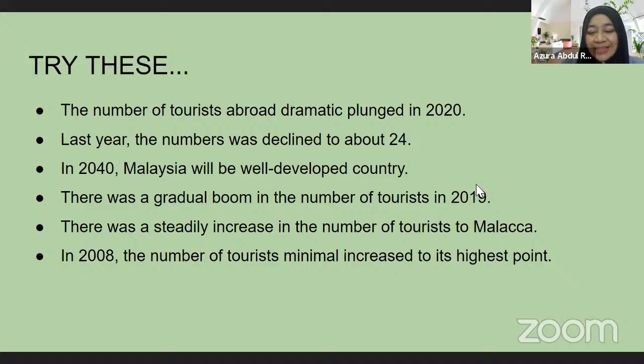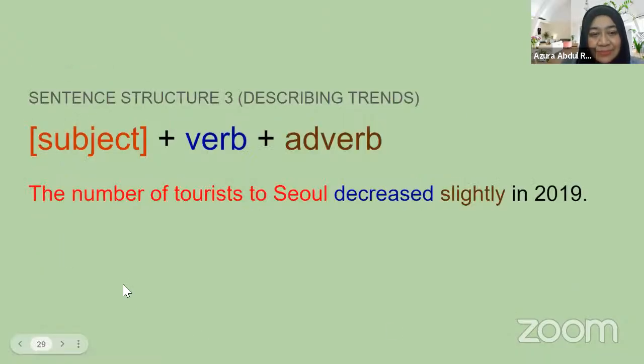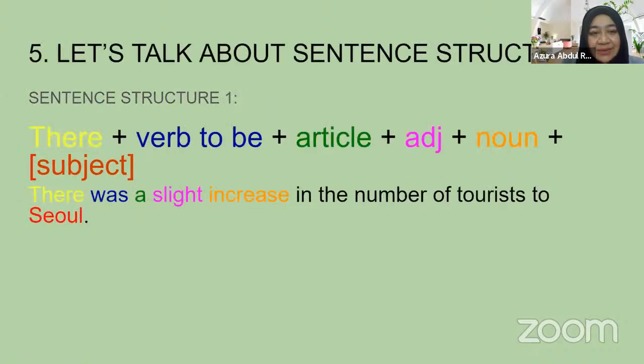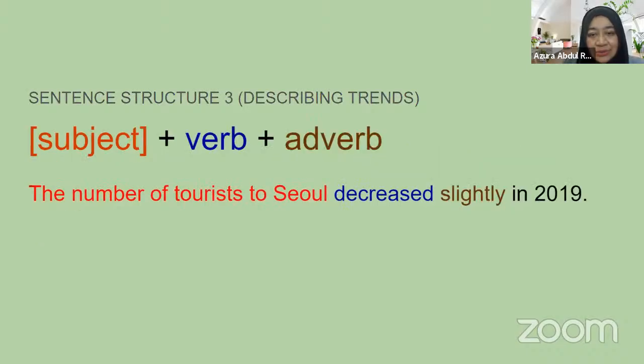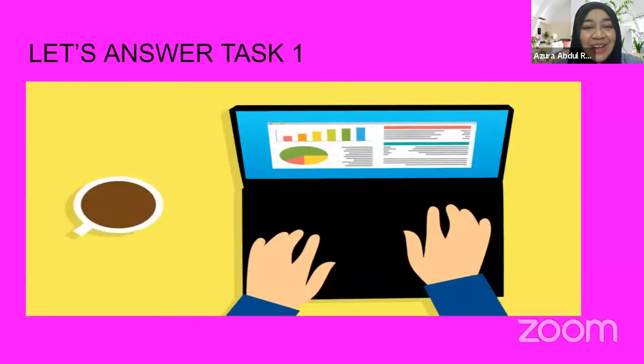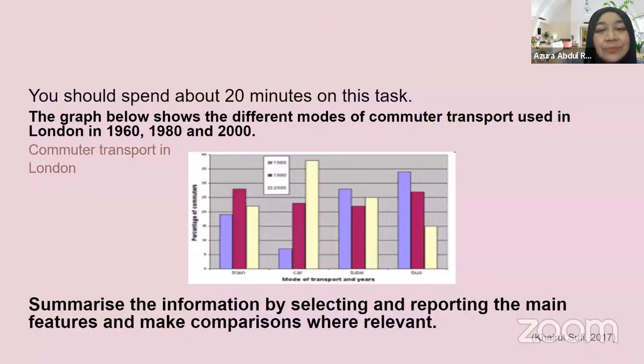Let's go back to the slides here, yeah? Okay, slight increase. This is 1, 2, 3. It's similar to this, the verb plus the adverb. So here, okay, minimal. What should minimal be? Minimally. Minimally, that's right. But minimally increase to its highest point. Thank you, Shasha. All right, now let's try to do this one together.